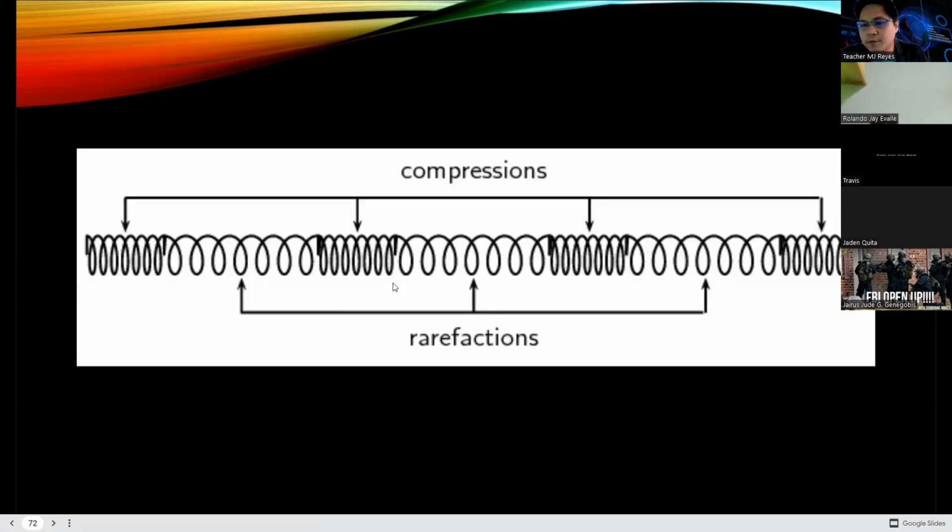So this is now the illustration of compression. As you can see, this is a longitudinal wave traveling. This is the compression area here, wherein the particles are close to one another. Okay, this is compression. And areas with particles far apart from each other are considered rarefaction. So this is rarefaction.